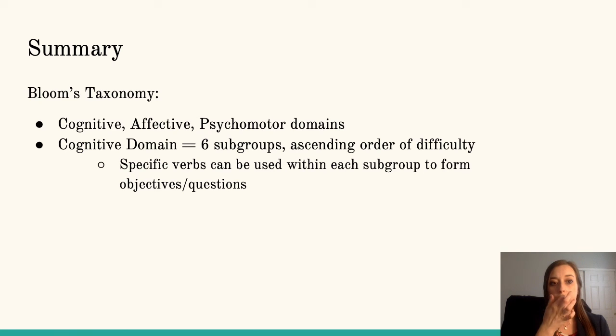There are 6 subgroups in the cognitive domain. They go in ascending order of difficulty. And then we can use specific verbs for each subgroup to form our objectives for the course and our questions that address those objectives and see if our students have learned, and we can use those questions for formative and summative exams.